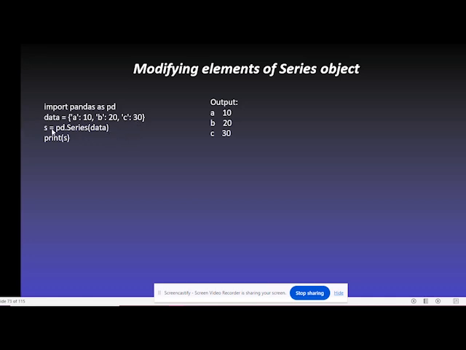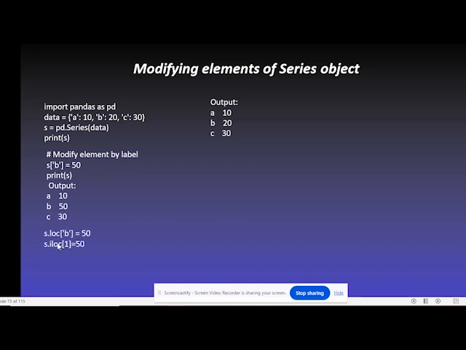So here how to change the value? Series name, then in the square bracket you pass the index equal to new value. This will change the value at index B. Here what will happen? S of B equal to 50. So at index B, the value will be changed to 50. Now when we print, you can see at B the value is 50. First it was 20, now it is 50. This is how we change the value at a particular index.